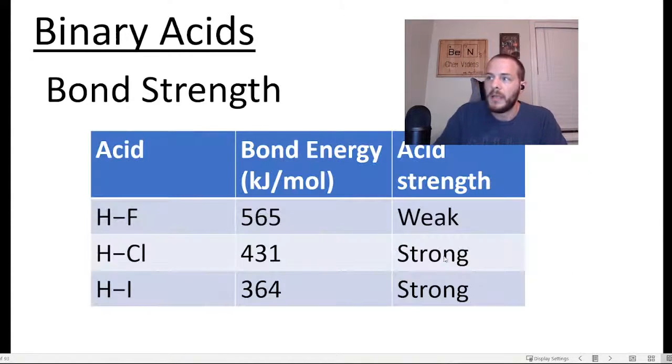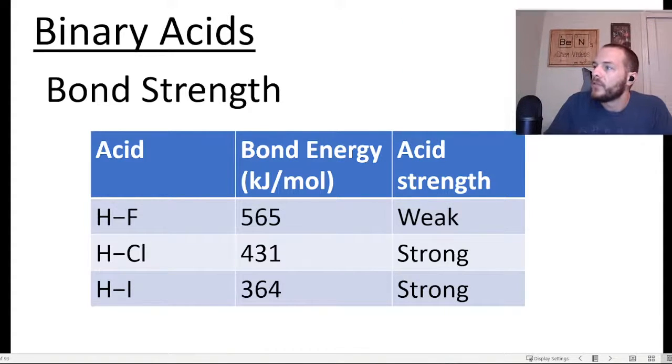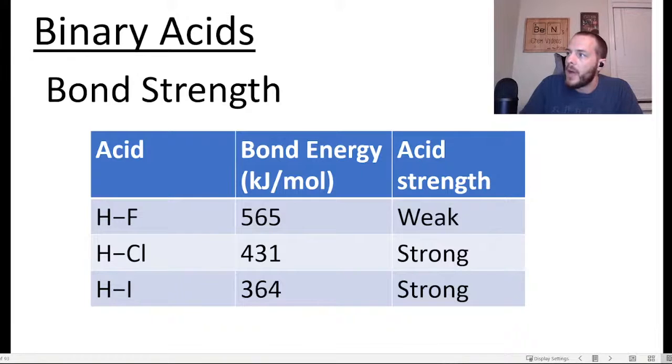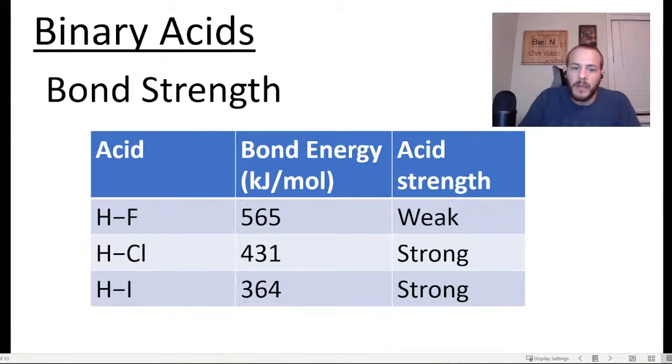The other factor that influences acid strength is bond strength. In other words, how strong is that bond between hydrogen and the other atom? This table looks at three acids individually. We have HF, HCl, and HI. In one column, we have their bond energies in kilojoules per mole. The higher the bond energy, the higher the strength, because bond energy is simply the amount of energy it takes to break the covalent bond. And in this third column, we have acid strength.